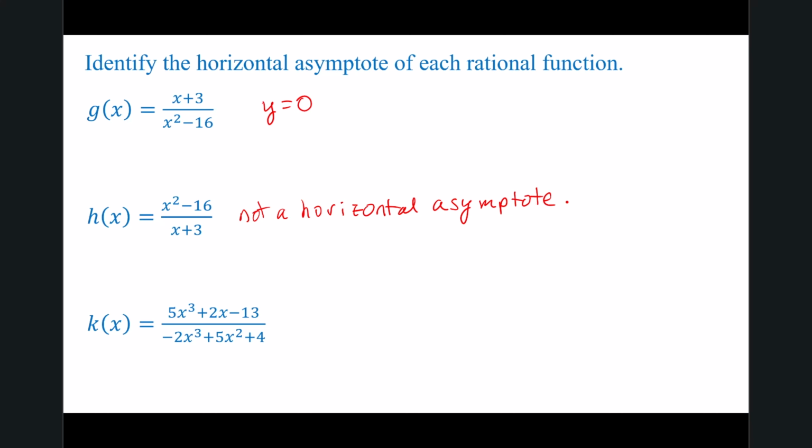If we look at k of x, we have k of x equals 5x cubed plus 2x minus 13 divided by negative 2x cubed plus 5x plus 4. The degree of the numerator is 3. The degree of the denominator is 3. They are the same. So we look at the leading coefficients, and the line y equals negative 5/2 is the horizontal asymptote.